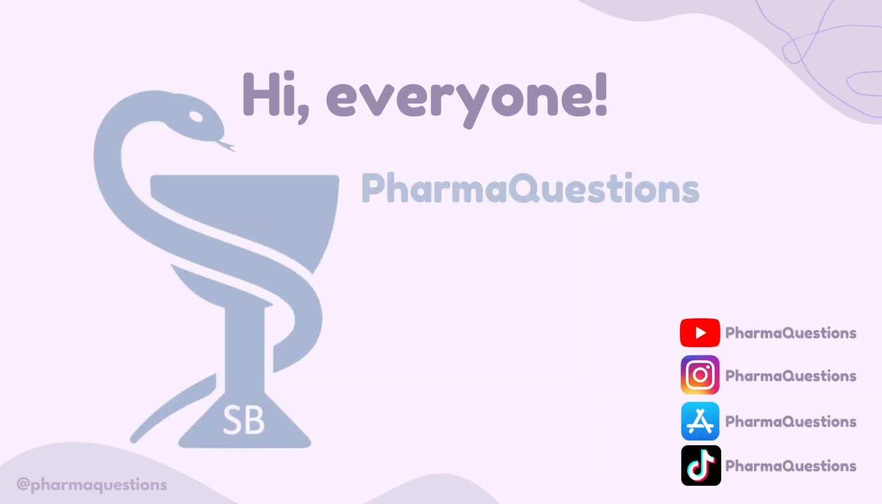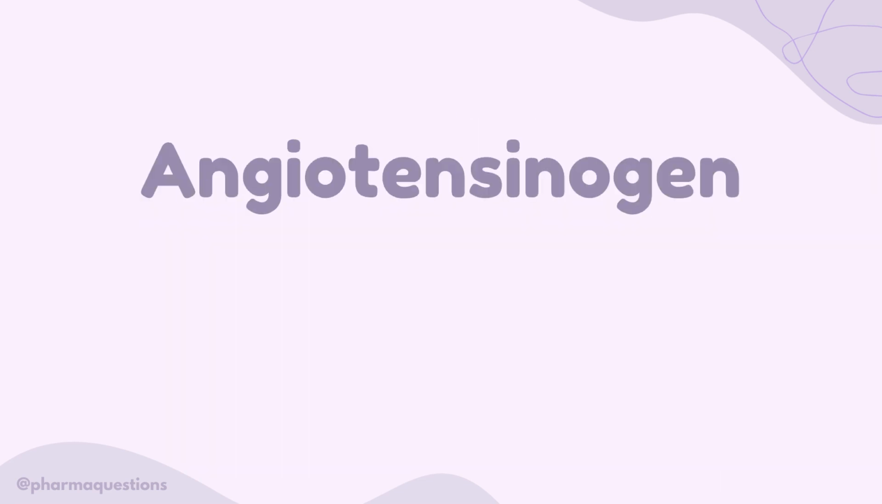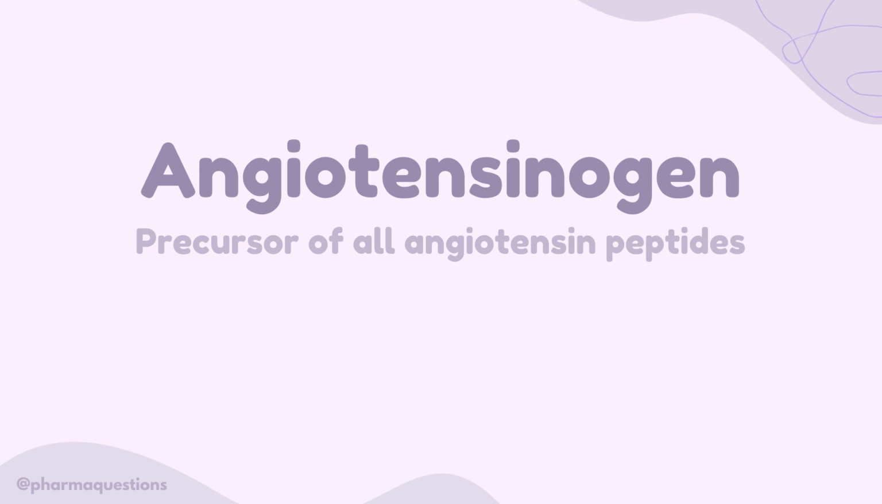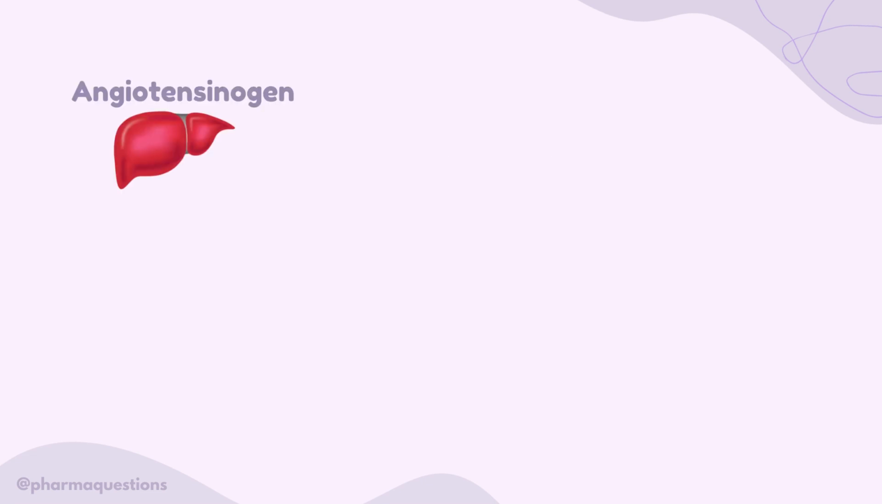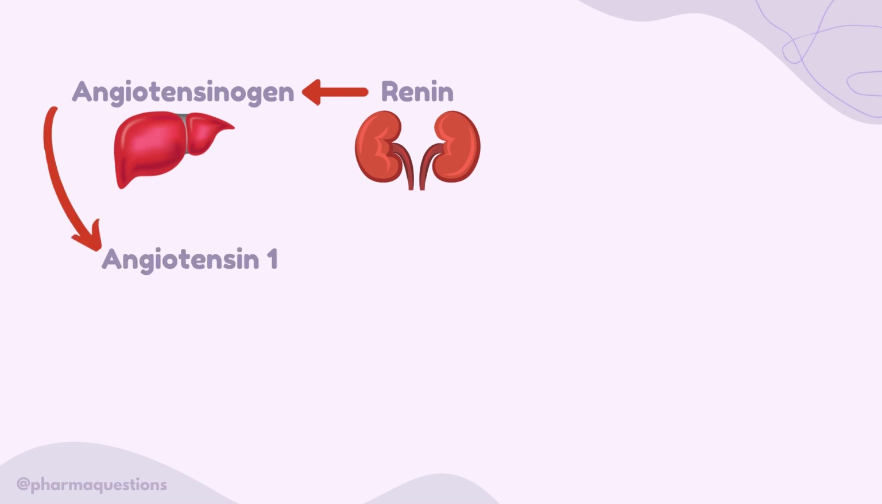Let's take a look at the renin-angiotensin-aldosterone system. Angiotensinogen is a precursor of all angiotensin peptides. Angiotensinogen is released from the liver, and renin is secreted from the kidneys in response to a fall in blood pressure. Renin converts angiotensinogen to angiotensin 1.